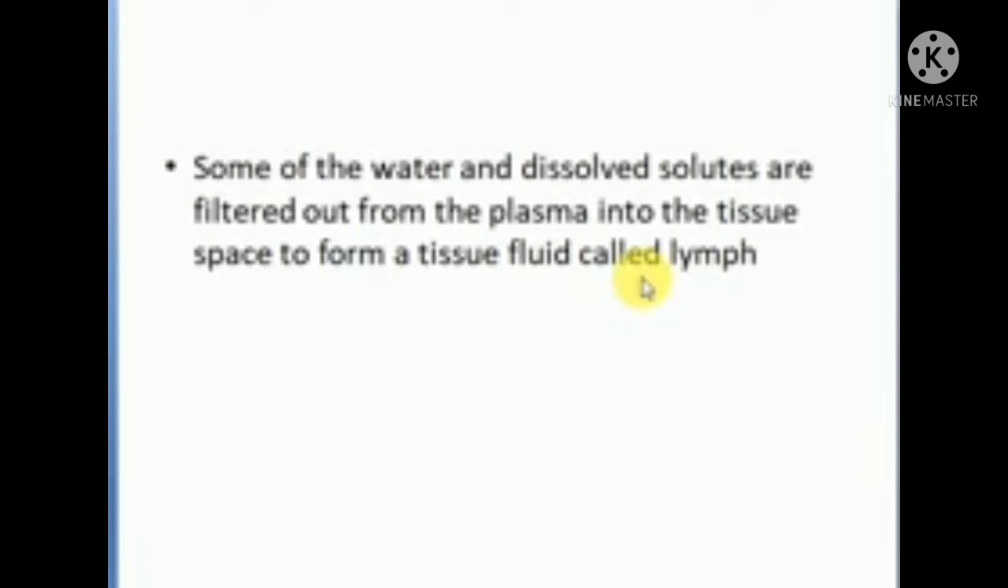So this is yellow in color. Why? It contains just plasma and white blood cells or lymphocytes, which fight against infections or germs. The lymphatic system consists of lymph vessels and lymph nodes. Lymphatic system consists of what? Lymph vessels and lymph nodes. Okay, so this is about lymph.